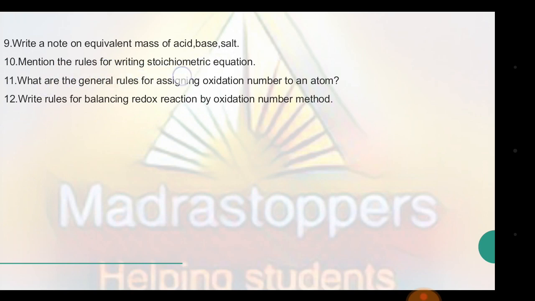Mention the rules for writing stoichiometric equation. What are the general rules for assigning oxidation number to an atom? Write rules for balancing the redox reaction by oxidation number method.